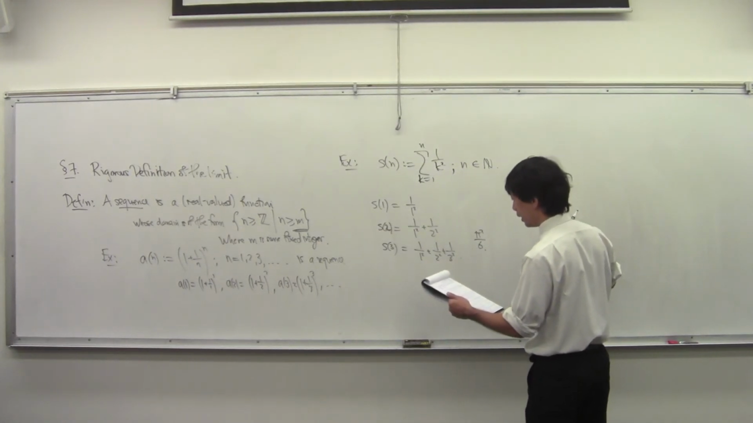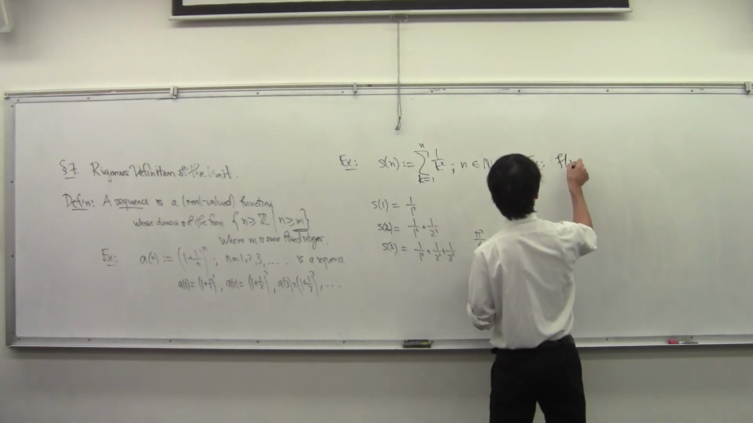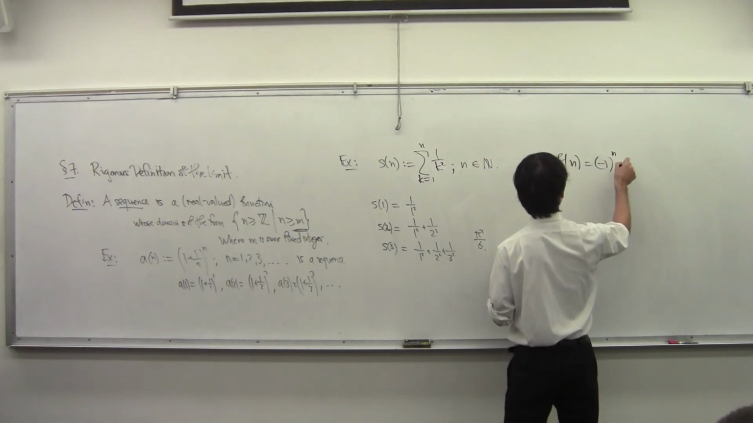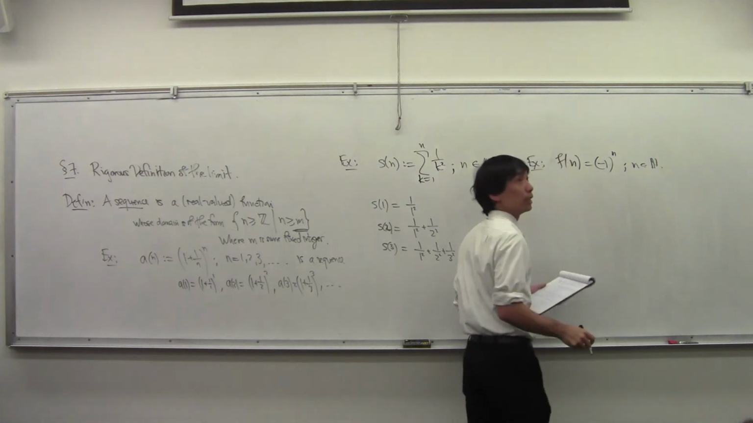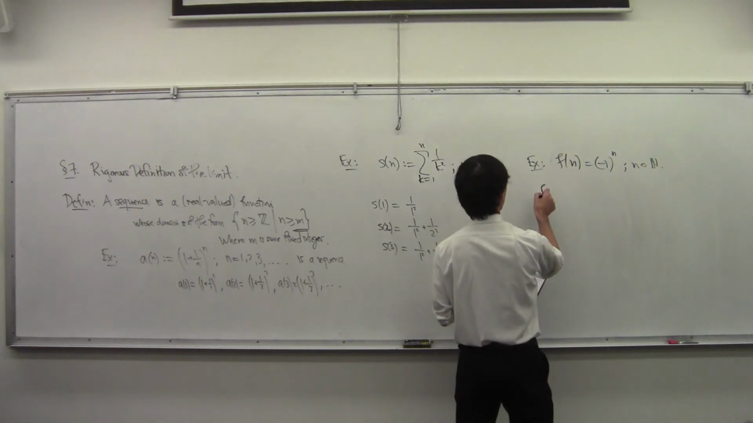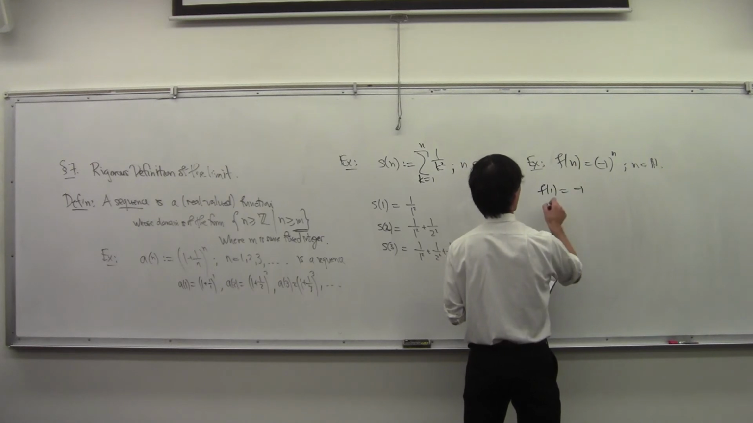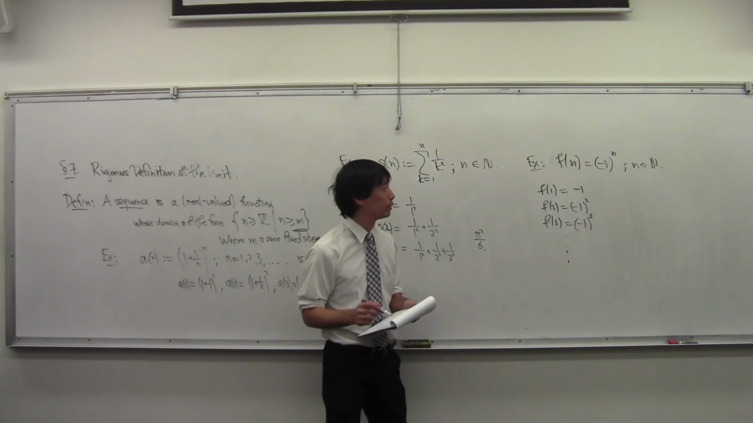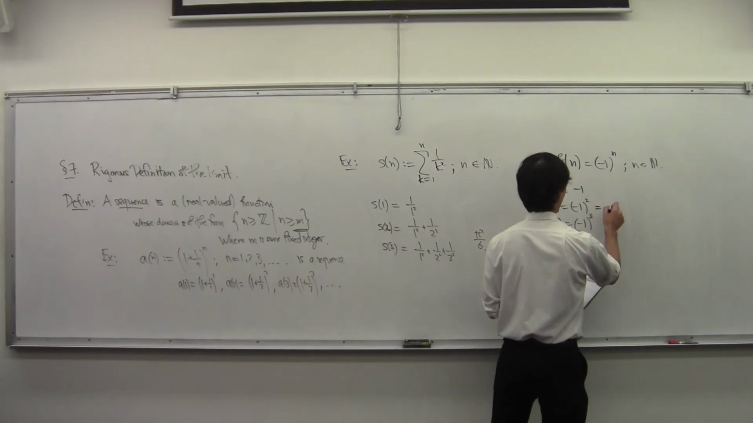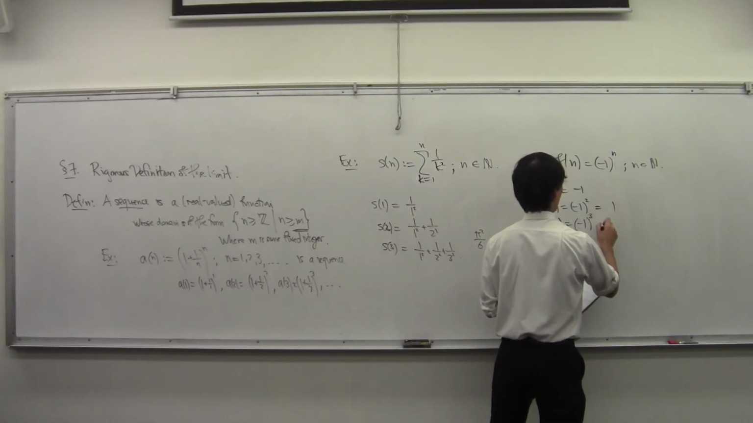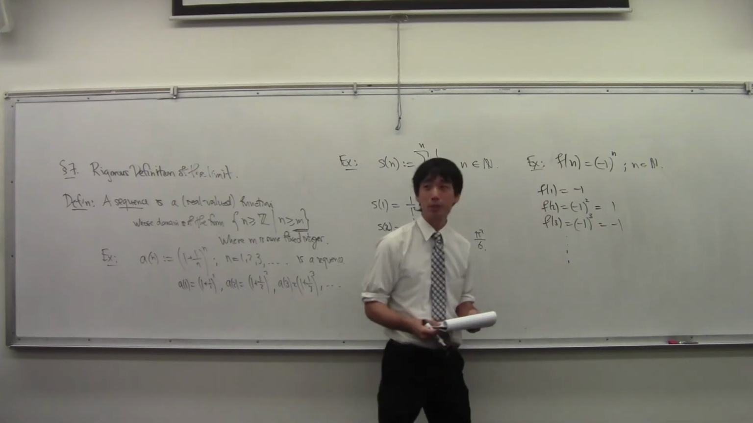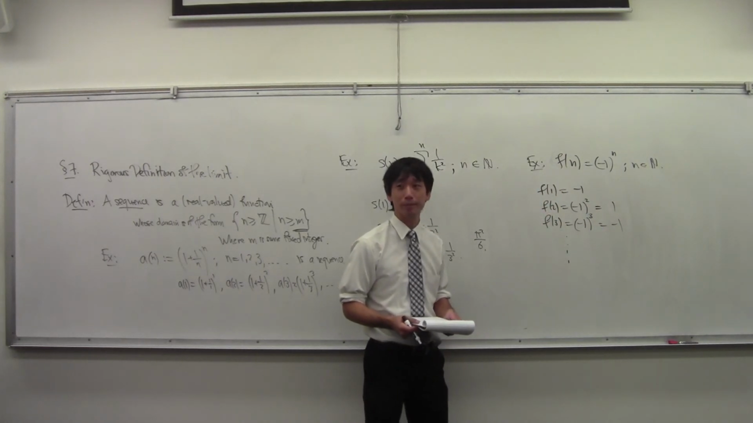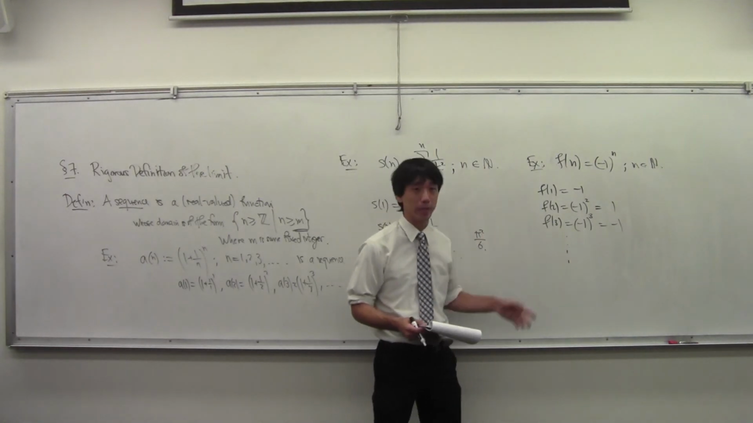Okay, so another example, (-1) to the n. So the first guy is -1. The second guy is (-1) squared. The third guy is (-1) cubed, etc., etc. You see that. You get these numbers that bounce back and forth between -1 and 1. And it doesn't tend towards anything.